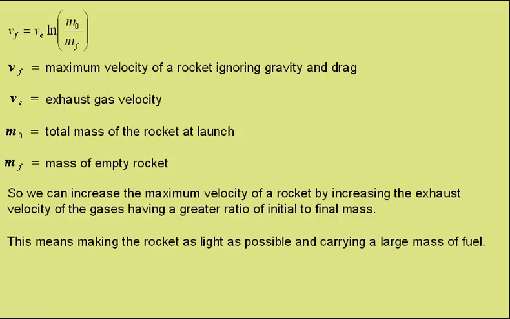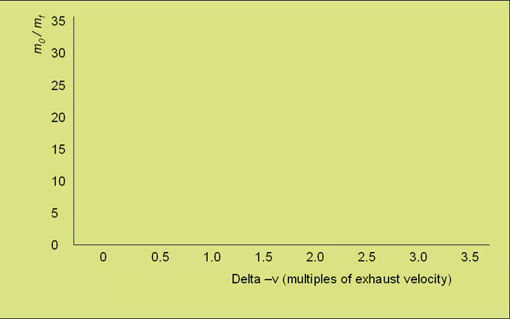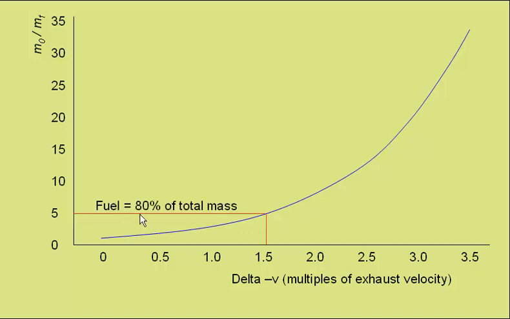of fuel as possible. Here we have a graph of the ratio of initial to final masses of the rocket against delta V, the change in speed of the rocket, given in terms of multiples of exhaust velocity. We get a line something like this. Looking at the ratio of masses being 5, meaning that the rocket itself is 1/5 of the total mass, the fuel being 4/5, or 80% of the total mass, we can get the rocket to a speed of about 1.5 times the exhaust gas velocity.